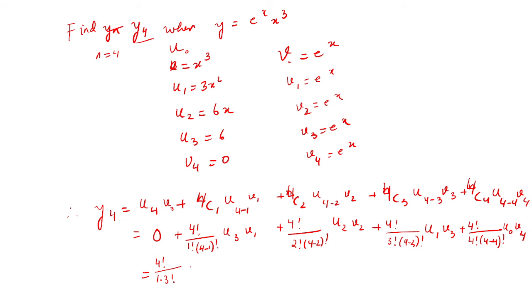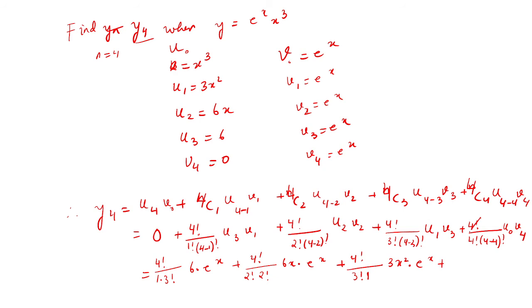Now u3 is given as 6, and v1 is given as e to the power x. This is going to be 4 factorial divided by 2 factorial. 4 minus 2 factorial is 2 factorial. u2 is given as 6x, and v2 is given as e to the power x. Similarly, 4 factorial divided by 3 factorial, and 4 minus 3 factorial is nothing but 1. So I'll just write it as 1, instead of writing it as 1 factorial.